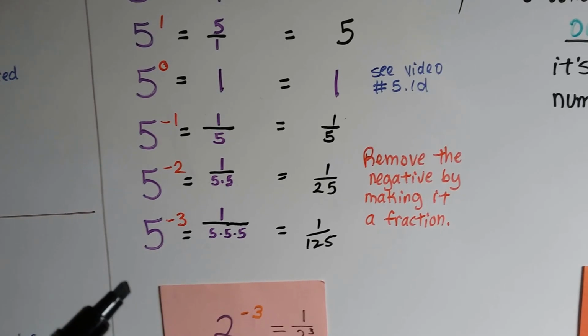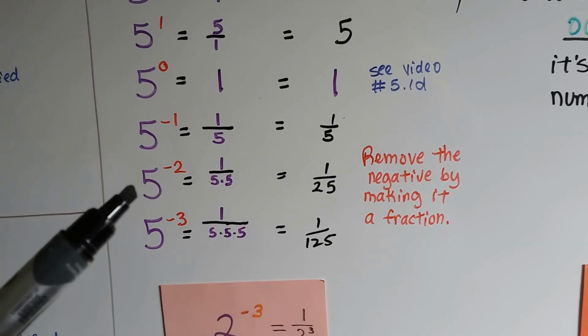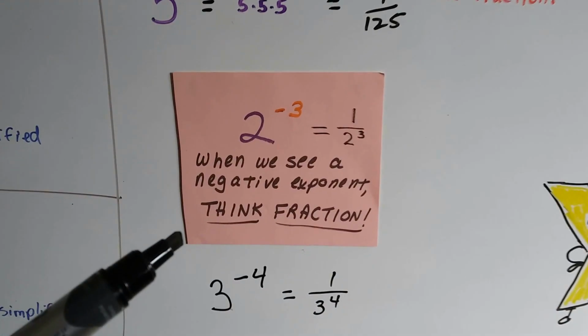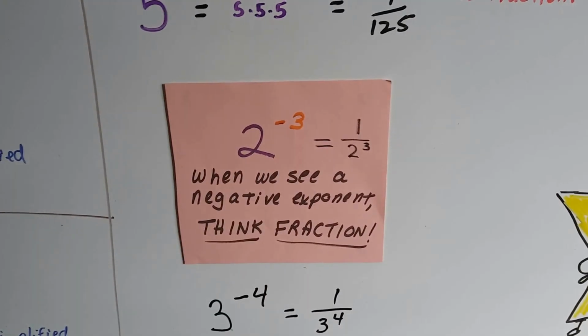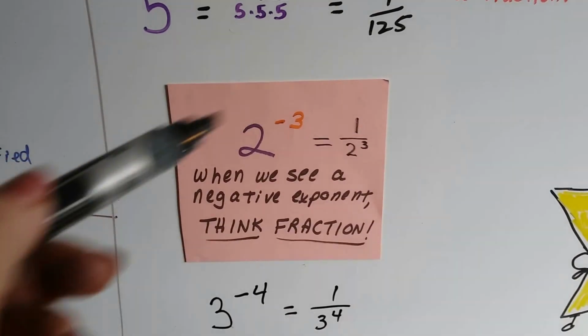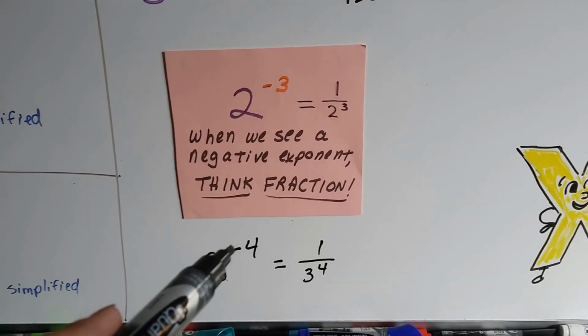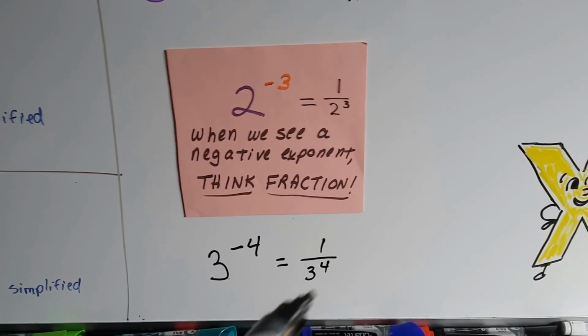And we remove the negative from this by turning it into a fraction. It's now a positive number. So when you see a negative exponent like this, just think fraction. Just put a line and a bar over the top of it as a fraction and take away that negative sign, okay? 3 to the negative 4th power is 1 over 3 to the 4th power.